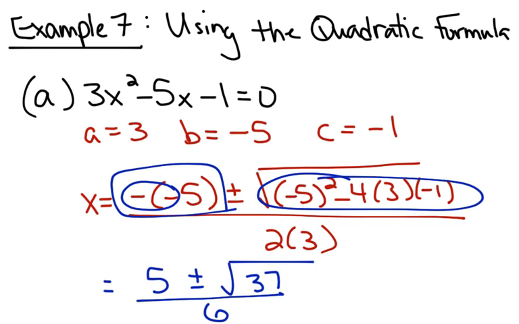This answer will be irrational, and the reason that I know it'll be irrational is because 37 is a prime number, and if it's a prime number, its square root's going to be an irrational number. Remember, an irrational number is a non-repeating, non-terminating decimal. So it's easiest to just leave the answer just like this. If you want to turn them into decimals, you can.